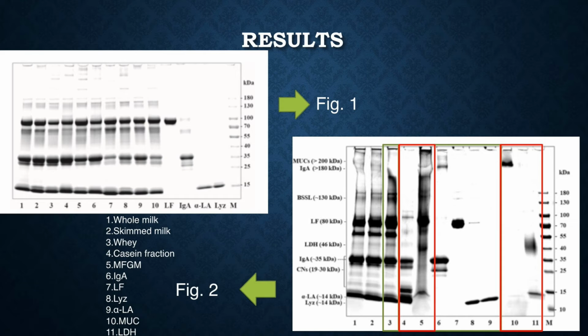Figure 2. Taking into consideration these differences, the milk of the 10 donors was pooled. The electrophoretic profile showed that the majority of proteins present in human milk are the whey proteins, band 3, especially immunoglobulin A, band 6, LF, band 7, LIS, band 8, and alpha LA, band 9. Caseins, band 4, and MFGM, band 5, which includes MUC, band 10, and LDH, band 11, represent a lower proportion. As you can see, the higher the concentration, the higher the intensity, with alpha LA, immunoglobulin A, LF, and LIS more intense, and casein and MFGM less intense.